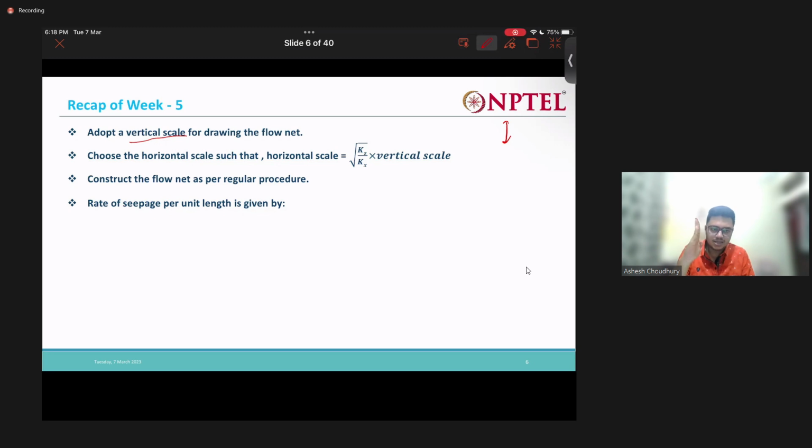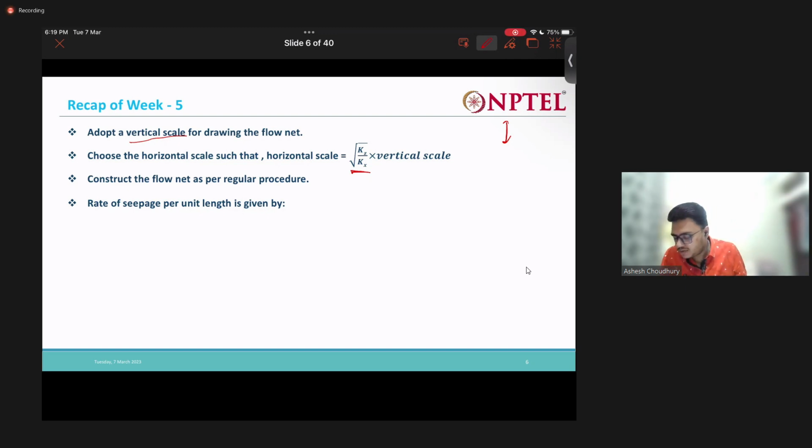We fix our vertical scale, and the horizontal scale we get by multiplying this term, root over kz by kx, into the vertical scale. Then using this new vertical and horizontal scale we construct the flow net as per our regular procedure, the one we discussed before: the lines should be perpendicular to each other, the boundary conditions we discussed, and the flow elements should be square. We follow a trial and error procedure similar to before, and then draw our flow net.